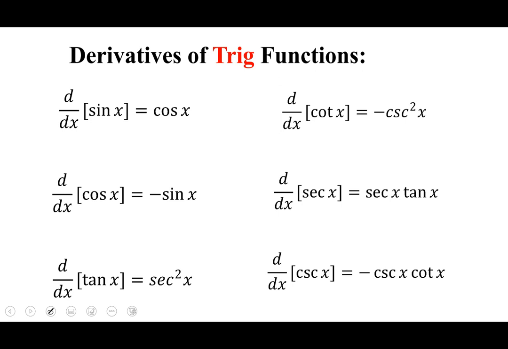So the derivative of the tangent of x is the secant squared of x. The derivative of the cotangent is negative cosecant squared. The derivative of the secant is the secant times the tangent. And the derivative of the cosecant is the negative cosecant times the cotangent. So again, you don't have to memorize these. You just have to know that they exist. And then, of course, use them appropriately.